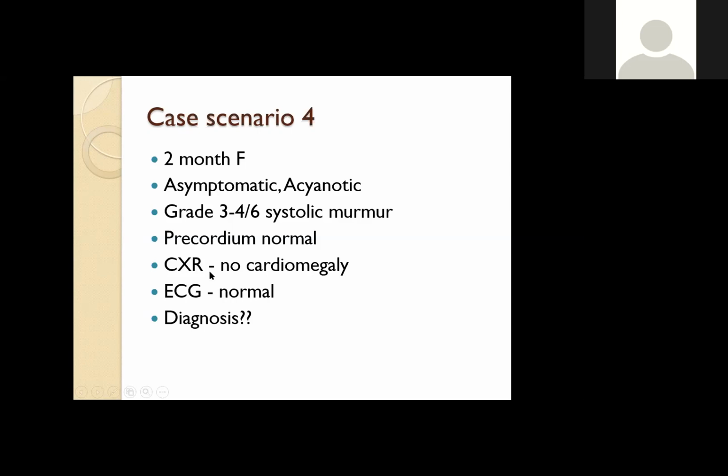See, there is no cardiomegaly. There are no features of increased pulmonary blood flow. And ECG is also normal. So we are dealing with a very small shunt where there will be no X-ray finding, there will be no ECG finding, and there will be just a murmur, which will be the only finding in the patient. So it is likely to be a small VSD.